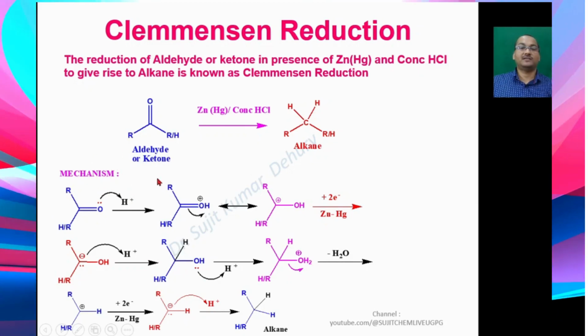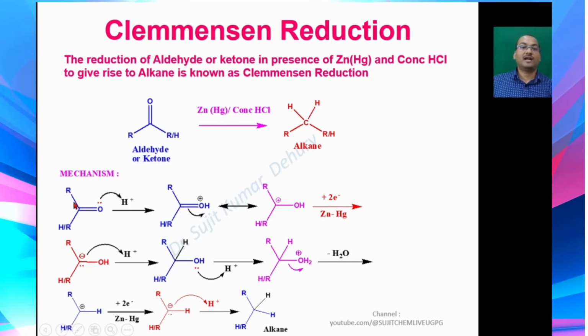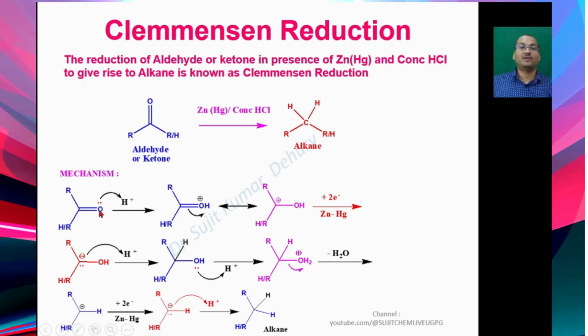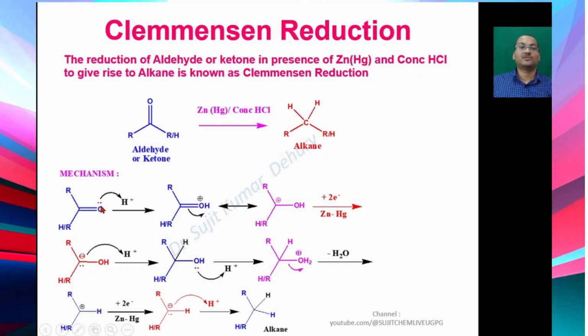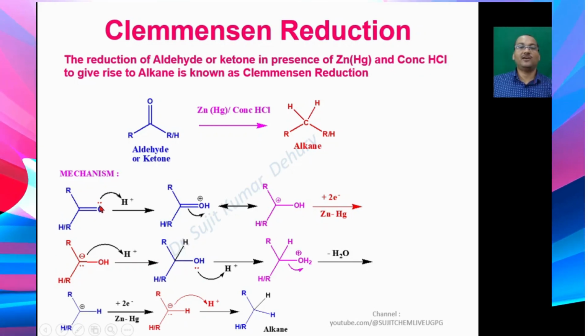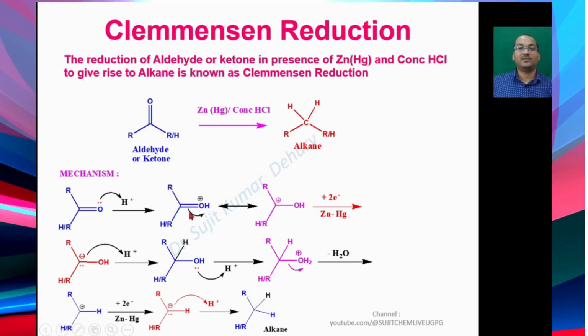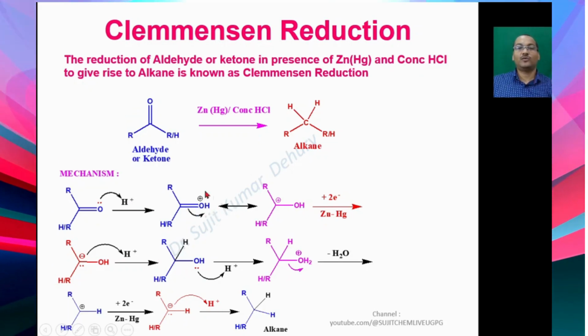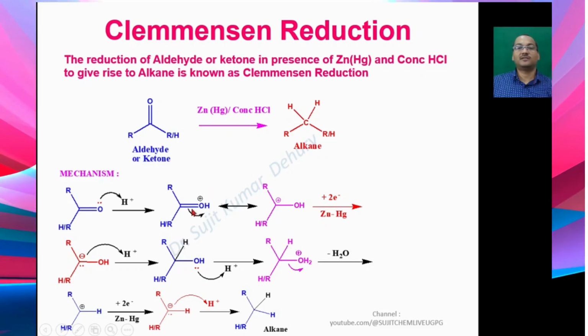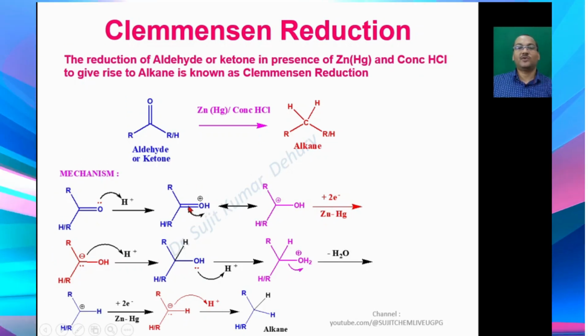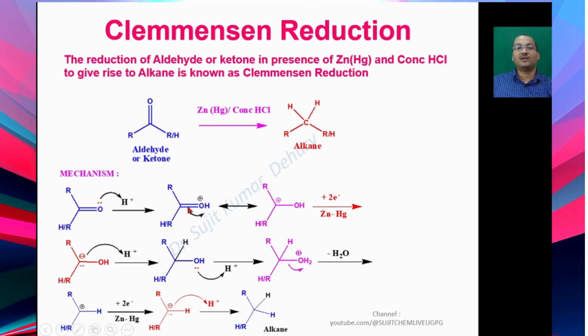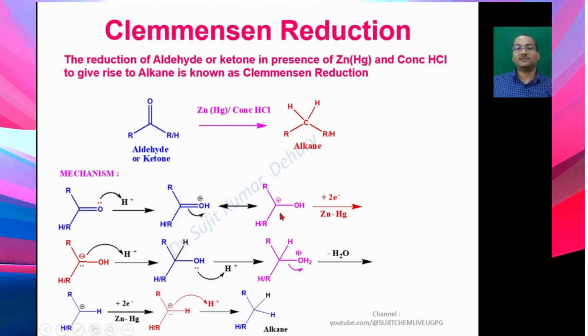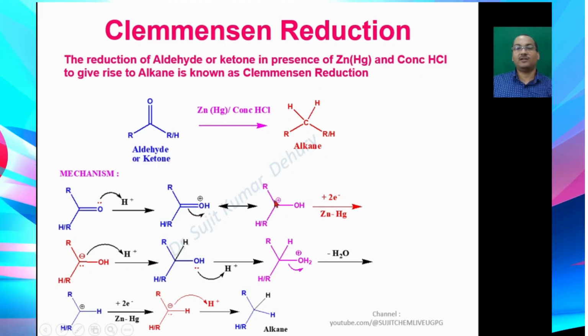So what is the mechanism? In the aldehyde or ketone, oxygen has a lone pair of electrons. The oxygen lone pair can act as a nucleophile and will attack the H plus ion. So you get this protonated OH compound, and the C=O bond will break on O plus. So you generate a carbocation here.